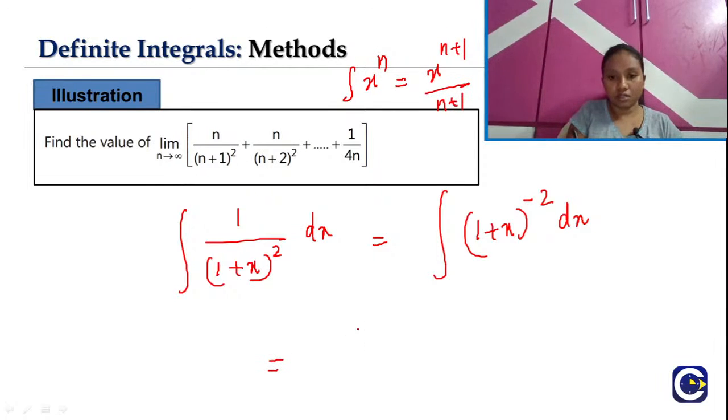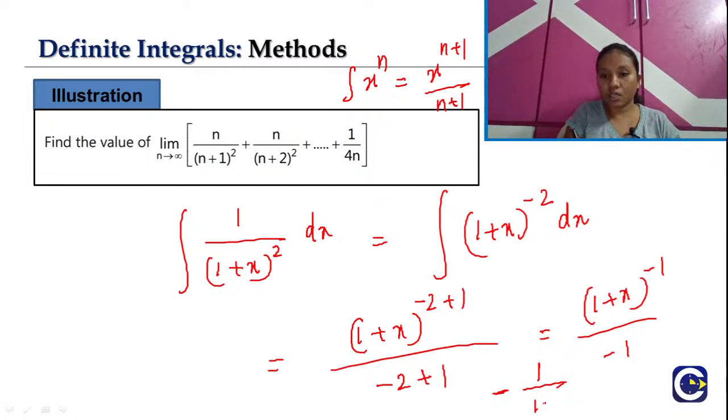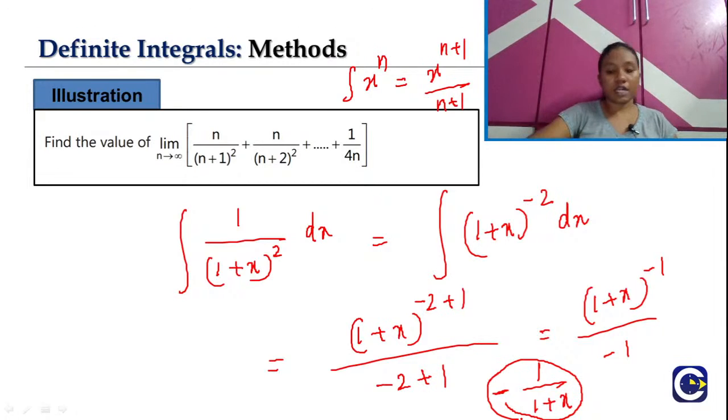Right, that means 1 plus x, so this is n plus 1 divided by n plus 1. That means here it will be (1 plus x), and minus 2 plus 1 will be minus 1. Right, so this (1 plus x) whole power minus 1 can be written as minus 1 by (1 plus x). So the integration of this 1 by (1 plus x) whole square will be equal to minus 1 by (1 plus x). Right, so I hope you guys got it.